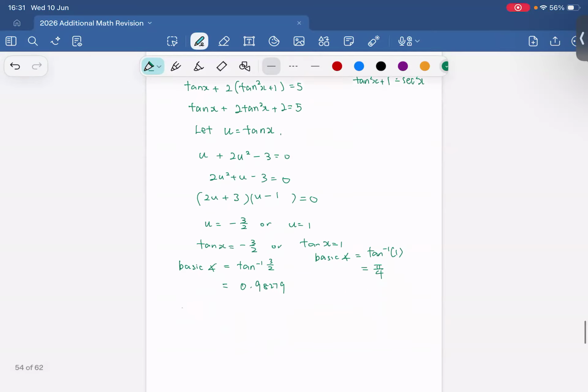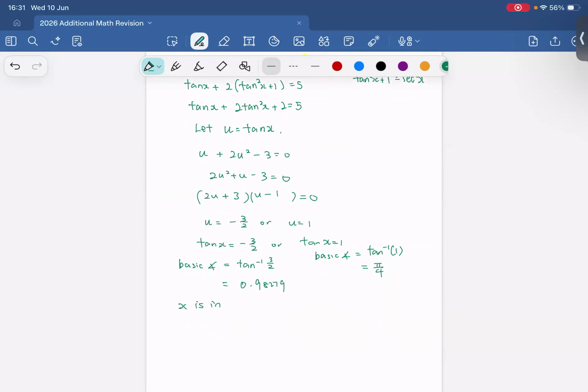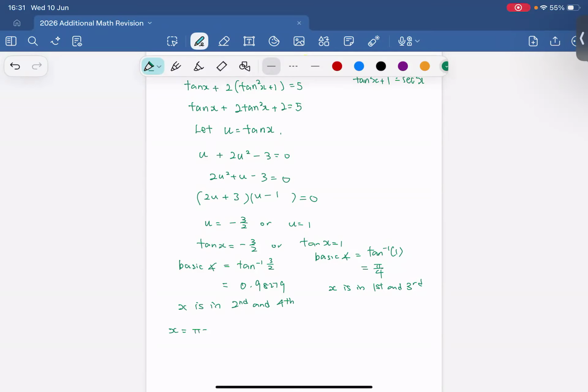Okay, then for this one, which quadrant is it in? Because this is negative and this is tangent, x is in the second and fourth quadrant. For this one it is positive, so x is in the first and third quadrant. So for x in the second quadrant, it is just pi minus 0.98279. In the fourth quadrant, it will be 2 pi minus 0.98279. For the first quadrant, x is just pi over 4. Third quadrant will be pi plus pi over 4.